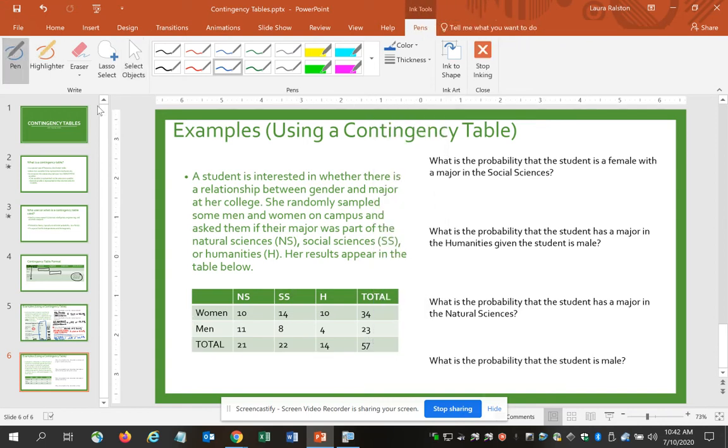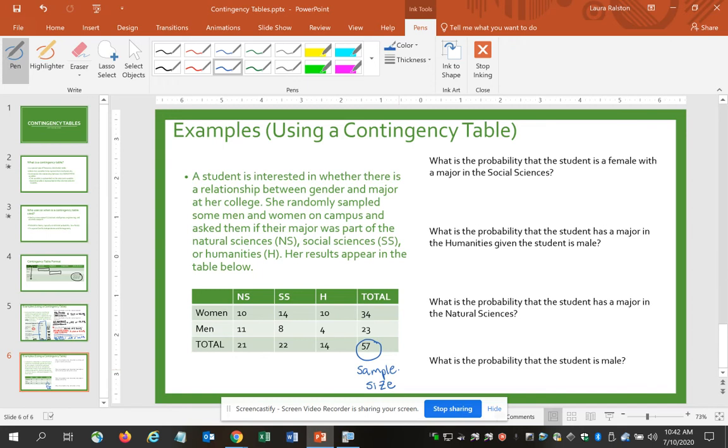But I can tell from my contingency table that this was the total number in my sample. So this is my sample size, that the student surveyed 57 students.